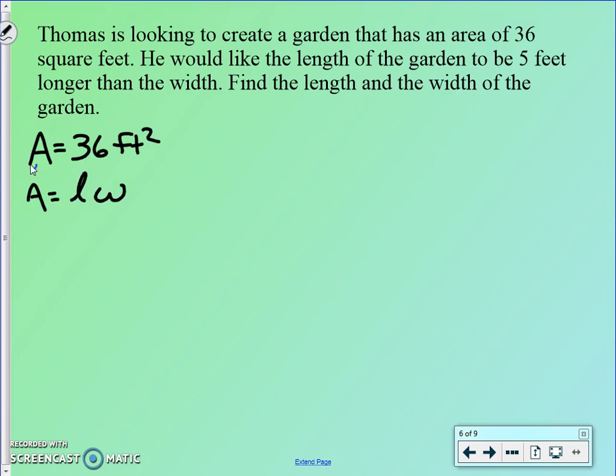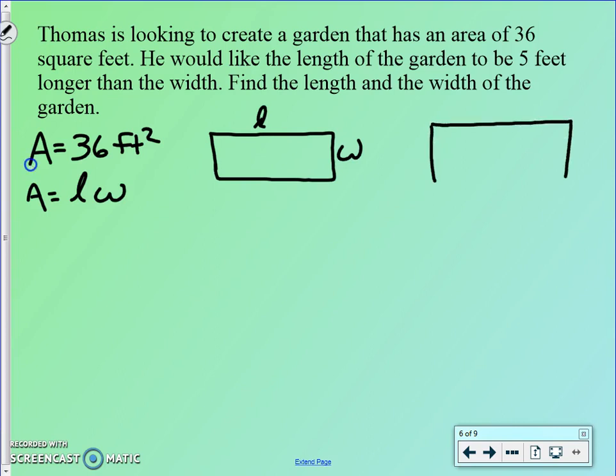Now to get a better idea of this, I'm actually going to draw a garden here. Since we know my width and length are different sizes, we can know that there's going to be some sort of rectangular shape. So one side would be my length, one side would be my width. I'm told that the length of the garden is to be 5 feet longer than the width. So I can redraw this object now.